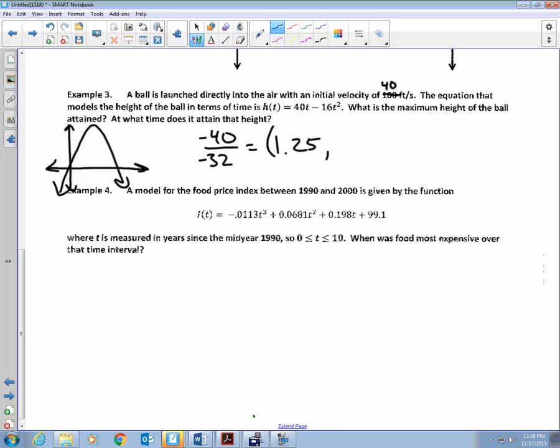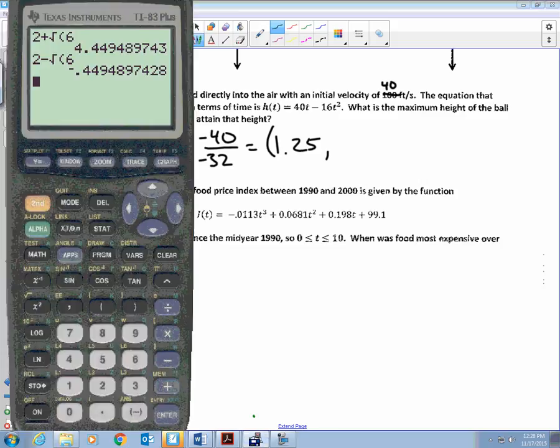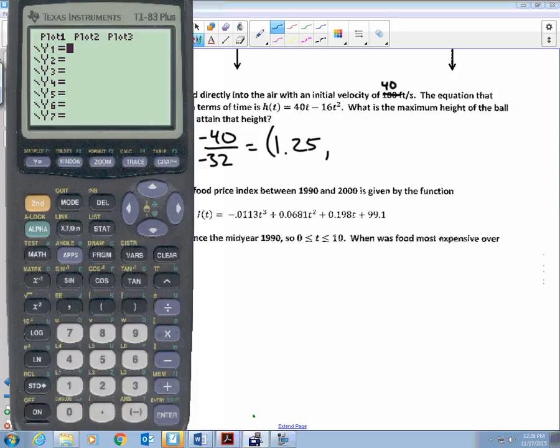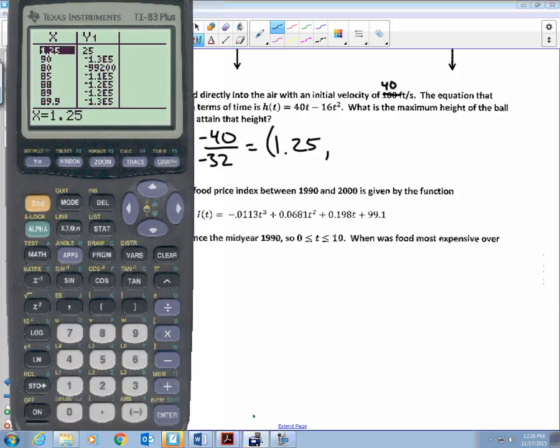We're going to take that 1.25, we're going to plug it back into our calculator. And there's a few ways to do that. If you're like me, you plug it in here, 40x minus 16x squared. I usually type mine in there, and I go to my table, and I type in 1.25. I get 25. That's how I do it. That way, if I want to graph it or anything else, I can. But then I can find the multiple values if I need to.